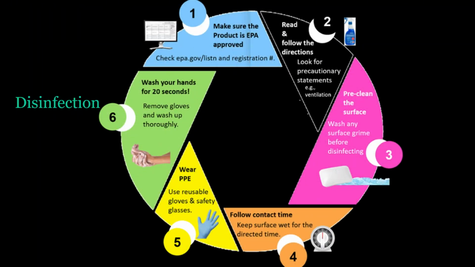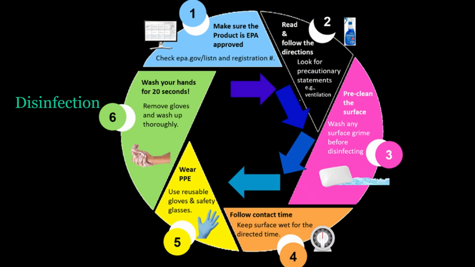So let's look at the chain of disinfection. You're going to start out with finding that EPA registered product in number 1. Then you are going to read the directions, including the hazard communication and how it's supposed to be used. Then you're going to pre-clean that surface. You're going to use the soap and water to wipe anything down, get off any debris. Then you're going to apply the disinfectant for the kill time.